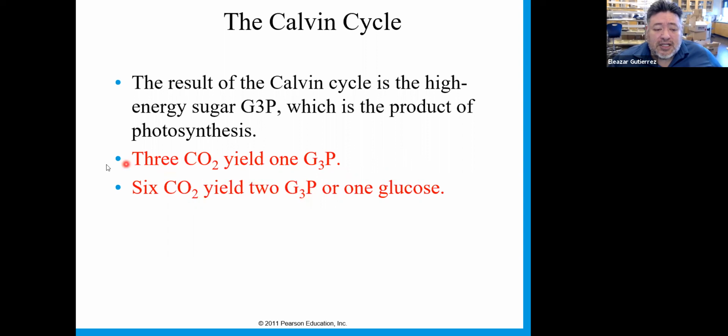Okay? So per cycle, 3 CO2 yield 1 G3P, but to make a glucose, we're going to take this and multiply by 2, so it's going to be 6 CO2s with 6 ribulose bisphosphates, which is a 5-carbon sugar, to yield 2 G3Ps or 1 glucose. Okay? So remember, conservation of matter. 6 carbons here, 2 times 3 is 6 carbons here, and 1 times 6 is 6 carbons here.